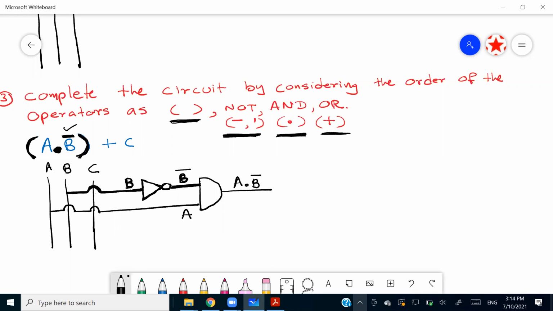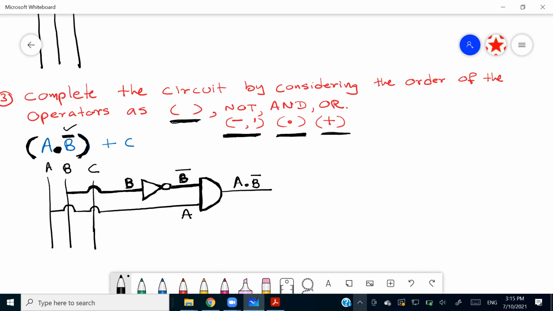Right, I need to have B bar, so I have to create B bar first. That is why I put B inside a NOT gate, so it will give me B bar. Then inside the bracket, I am left with the AND operation, the dot operation, which happens between A and B bar. So I put an AND gate, and it will give me the output A dot B bar.